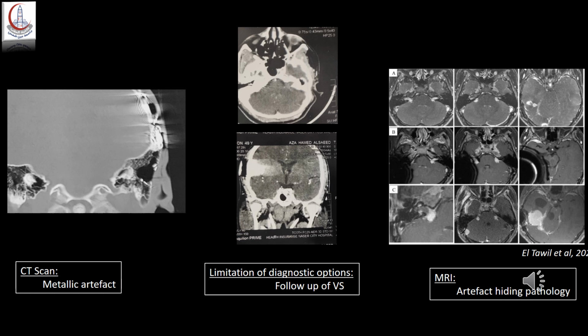These are examples of what you can see with the cochlear implant in place. This is a CT scan. As you can see, the metallic artifact and the sunray appearance of the metallic artifact can deteriorate the quality of the image of the CT scan.